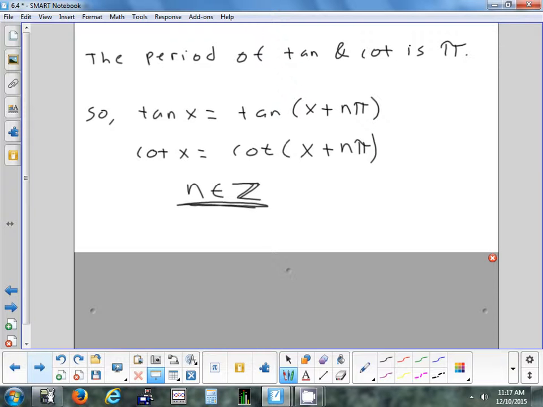Okay, any questions on that idea? Okay, we did the same thing with sine and cosine. I think we called it the periodic property. I think that was the name of it.